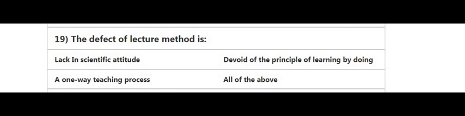The defect of lecture method is: lack of scientific attitude, devoid of principles of learning by doing, a one-way teaching process, all of the above. The correct answer is all of the above.